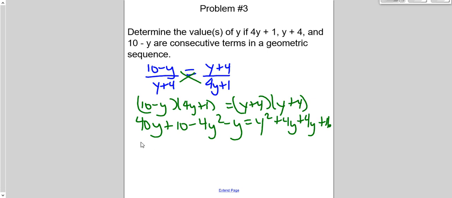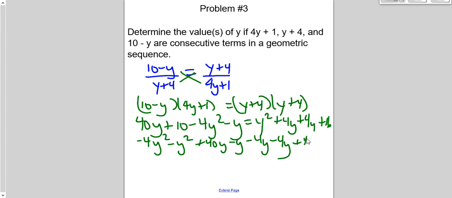And then if I move everything over onto one side, I'm going to put my negative 4y squared first, minus y squared. And then I have 40y minus y minus 4y minus 4y. And then plus 10 minus 16 equals 0. So everything onto one side. And that gives me negative 5y squared. 40 minus 1 is 39. Minus 8 is 31. So a positive 31y. And then 10 minus 16 is negative 6.